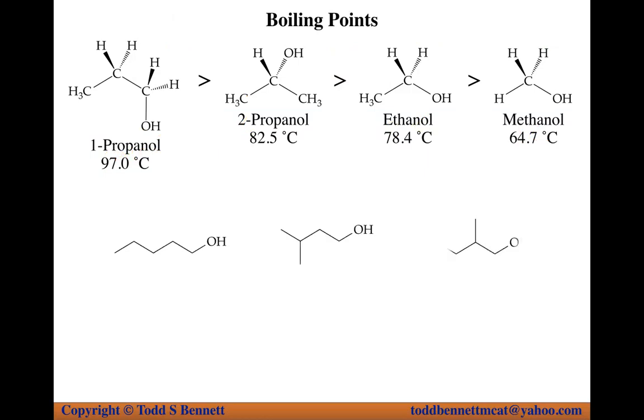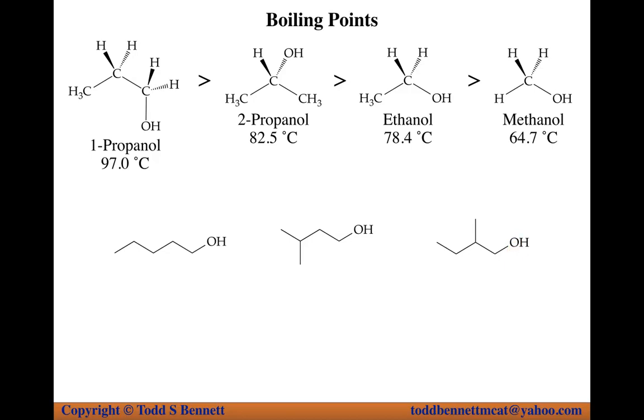Okay, so a couple here. Let's see, 1, 2, 3, 4, 5 carbons. They're all 5 carbons. They all have an OH, but they're all, in this case, terminal, terminal, and terminal. They're at the end of the chain, dangling off the end. So their boiling points, I'm going to predict, are really, really close.